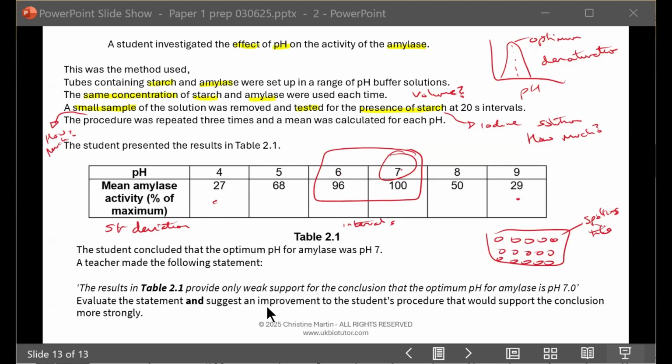There's no one answer that's correct for this. It's about what you can find when you look at that. So I hope that's been helpful.